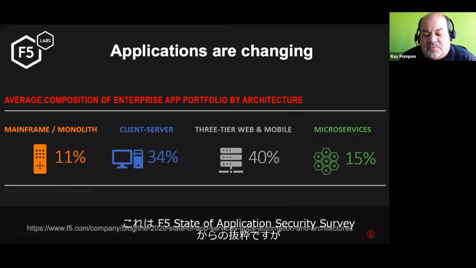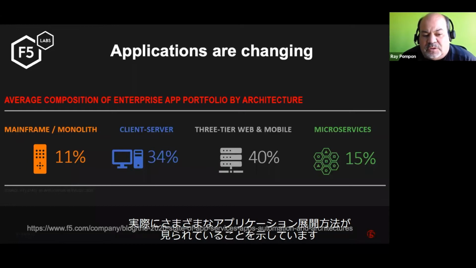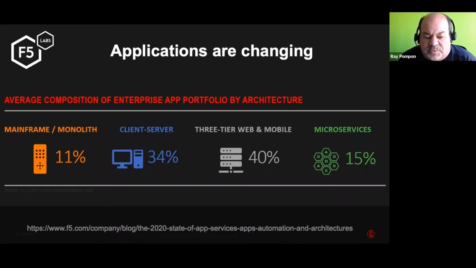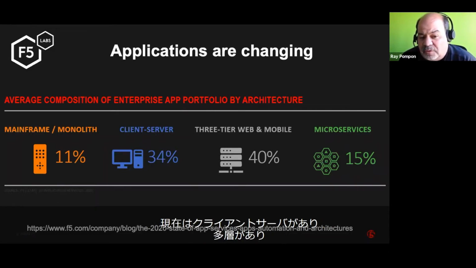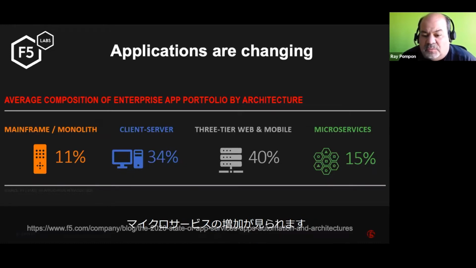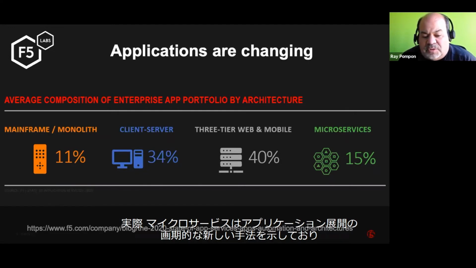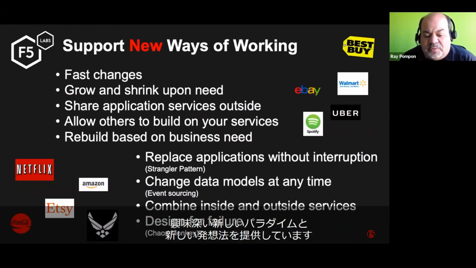This is from the F5 State of Application Security Survey, which actually shows that now we're seeing a diverse range of application deployment methods, as 11% has fallen for the mainframe or monolith methods. Now we have the client server, we have multi-tier, and the rise of microservices. In fact, microservices represent an exciting new way to deploy applications. They offer interesting new paradigms and new ways of thinking.